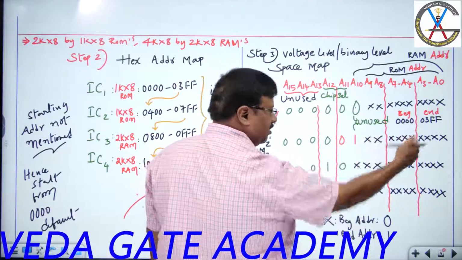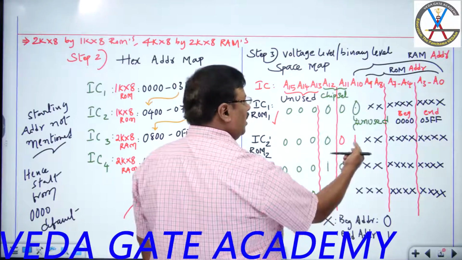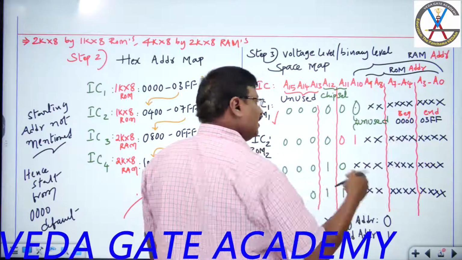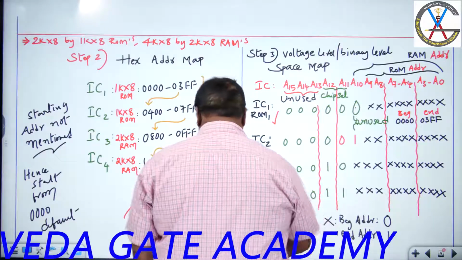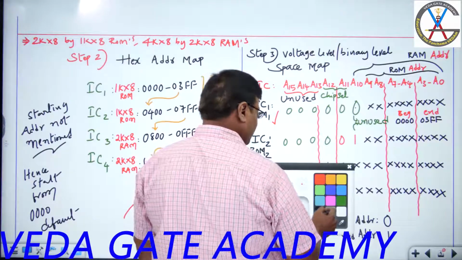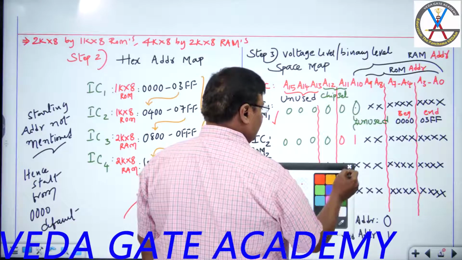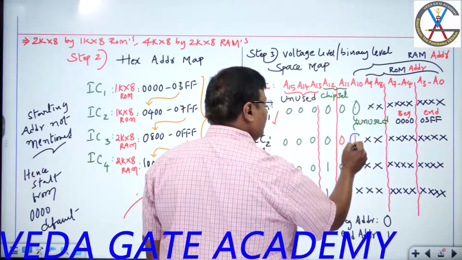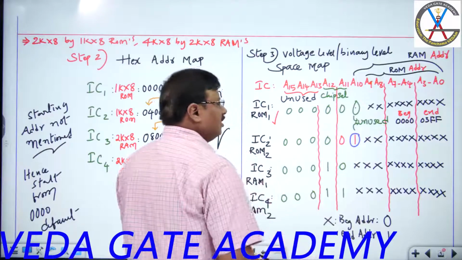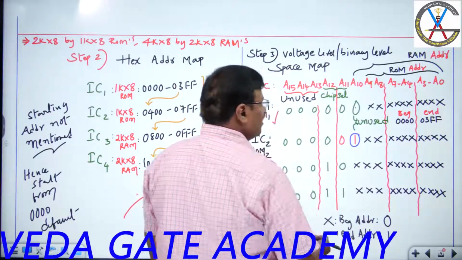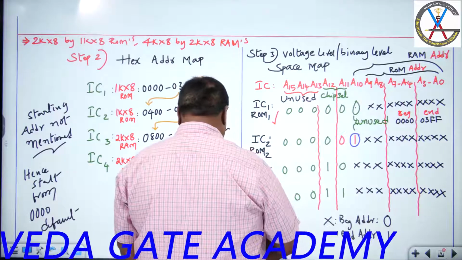If I place x equal to 0 in the starting address, so 1 double 0, 0, 0. To get that starting address, I have forcefully maintained the unused bit as 1. Please remember that. Then only I got the beginning address, this one. Now continue.